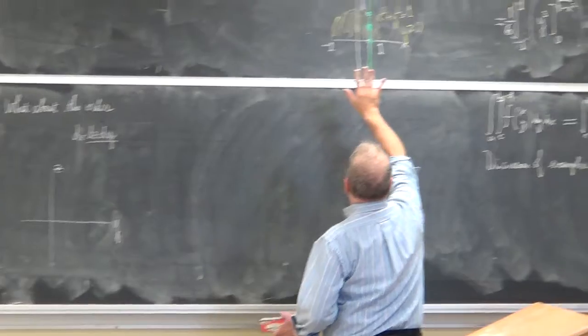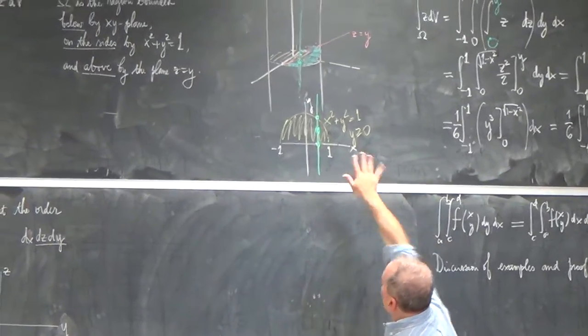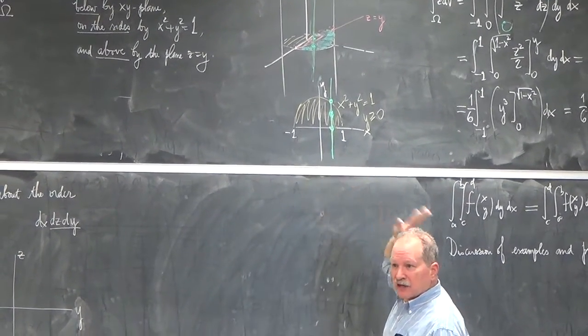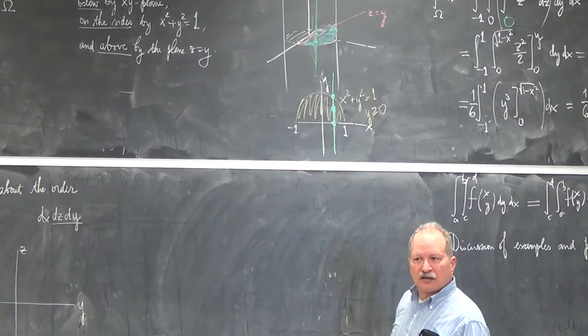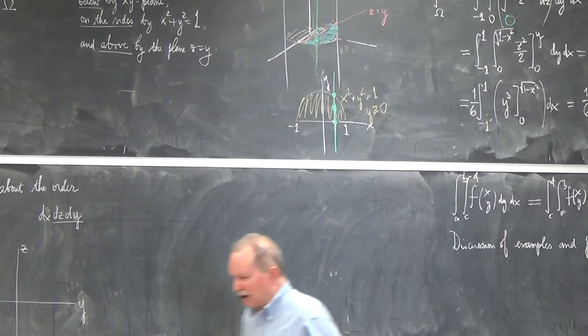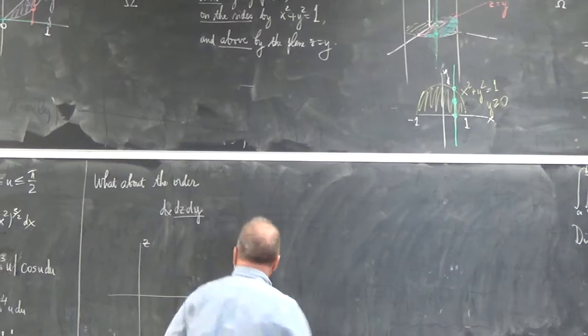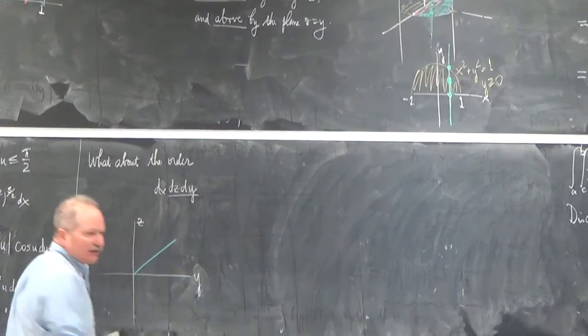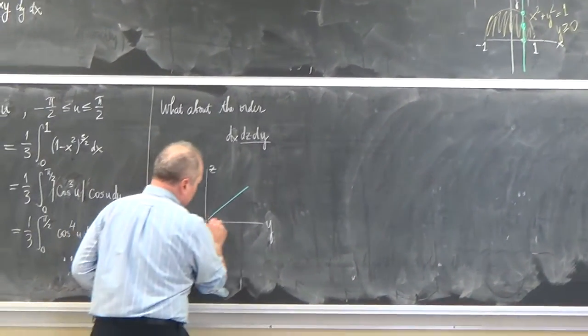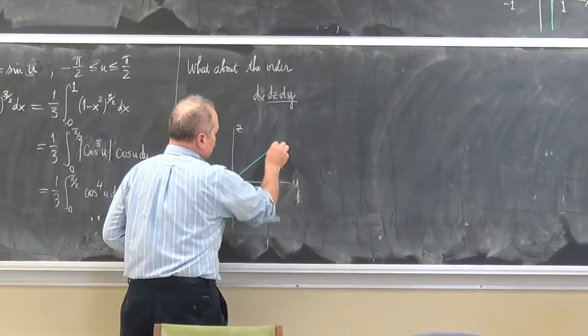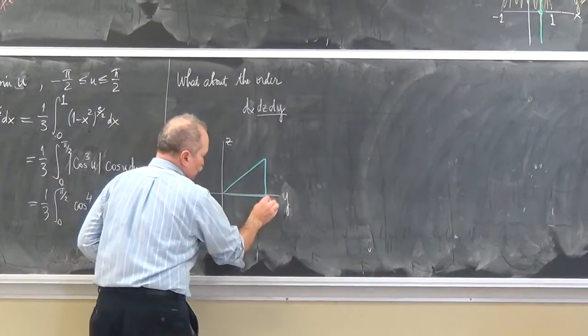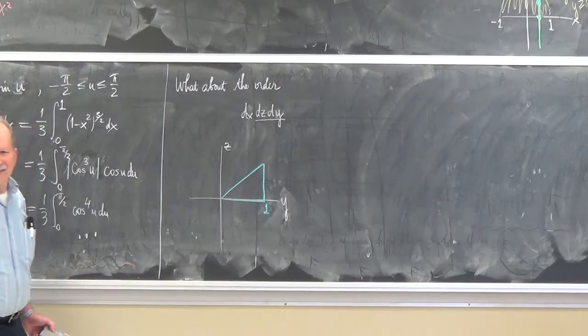So take that chunk of cheese and plop it back onto the board in the yz plane. What do you see? A triangle. You see a triangle with z equals y going here, z equals 0 going here, and the vertical line where y is 1. Agreed?